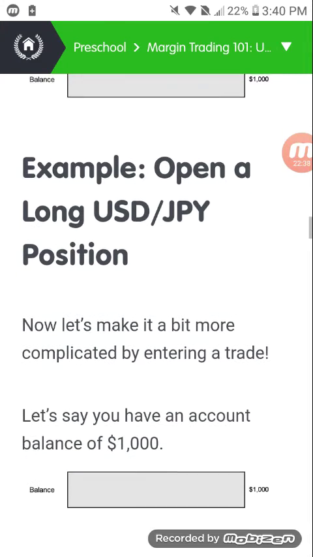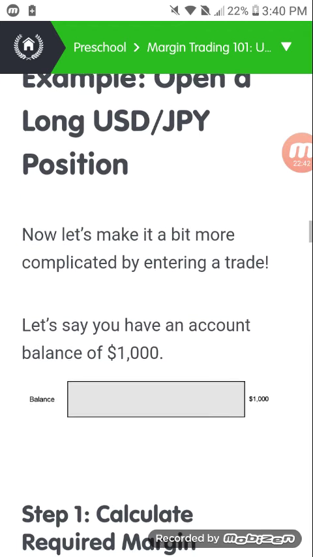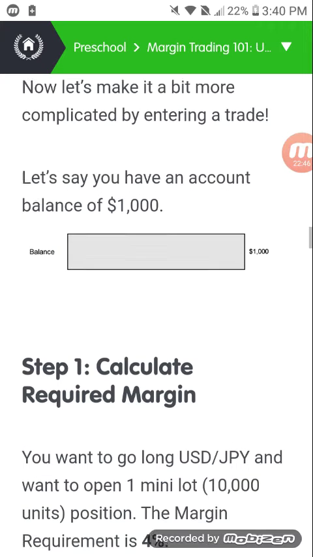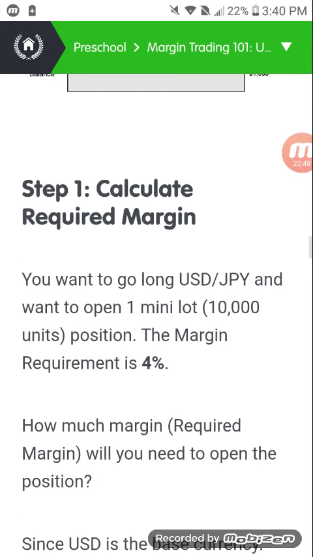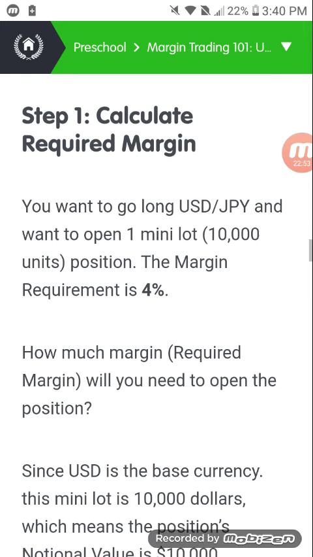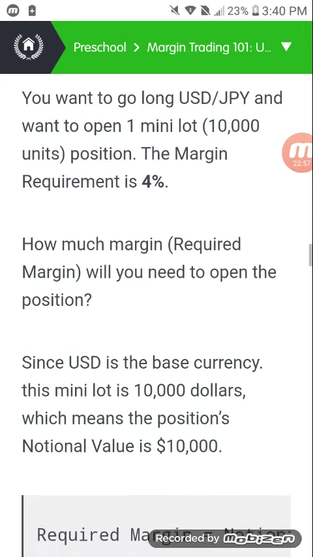Now let's make it a bit more complicated by entering a trade on USDJPY. Let's say that your account balance is 1,000. You calculate the required margin. You want to go long on USDJPY and open 1 mini lot, which is a 10,000 unit position. The margin requirement is 4%.